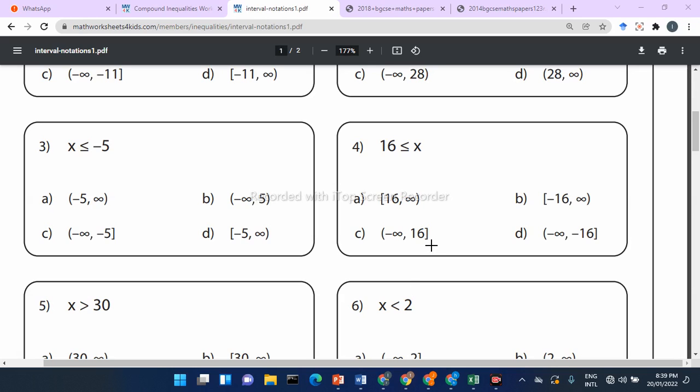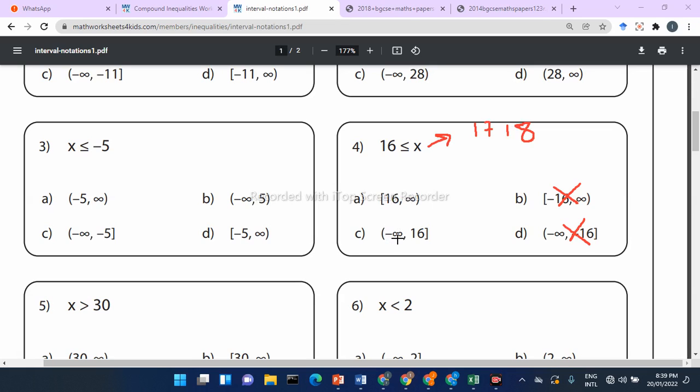Well, we can't really rule out any of these except for B. B is straight out wrong because we're not dealing with negative 16. We're dealing with positive 16. The same is true for D. We're not dealing with negative 16, so we don't even have to consider that. Remember, x could be numbers like 17, 18, any number bigger than 16. So if we look at this interval notation, let's look at C first.